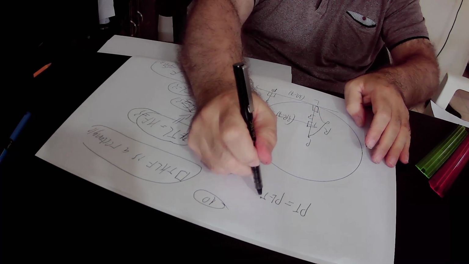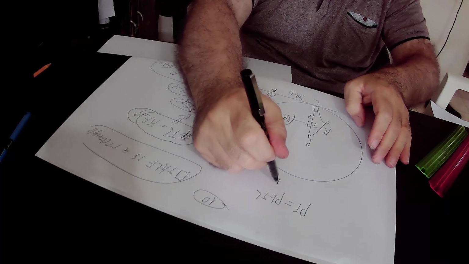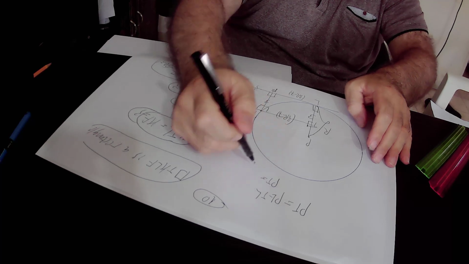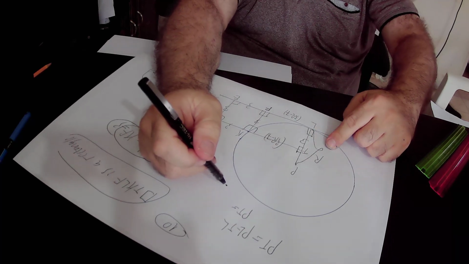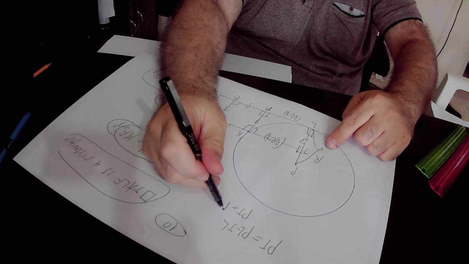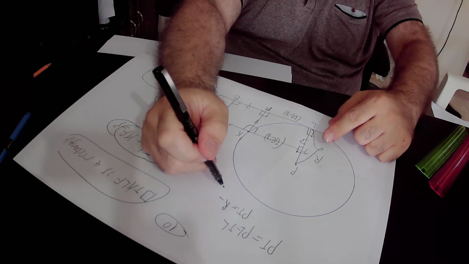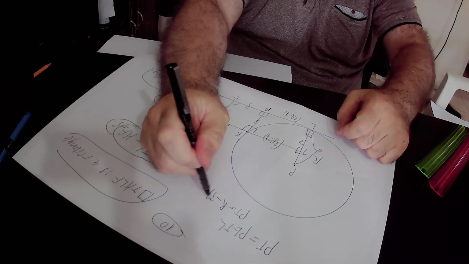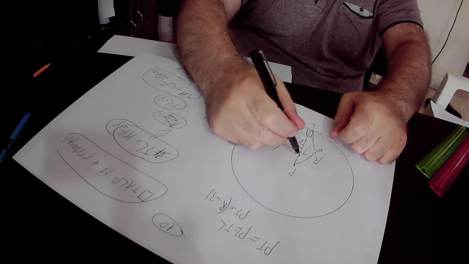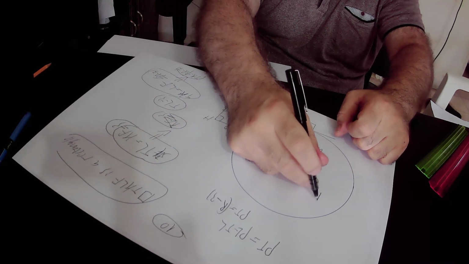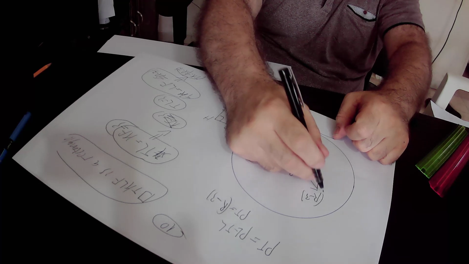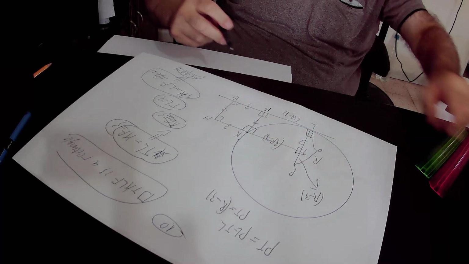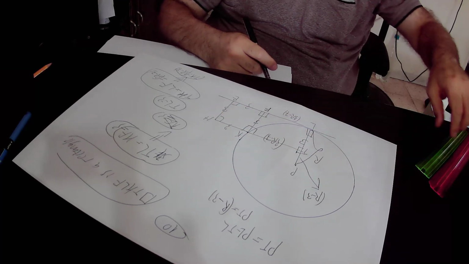PL minus TL. That is to say, PT equals PL, which is the radius of this big circle, that is equal to R, minus TL. TL equals 3. So in conclusion, we found that PT equals R minus 3. In the next step, we'll join points P and K together by a straight line.